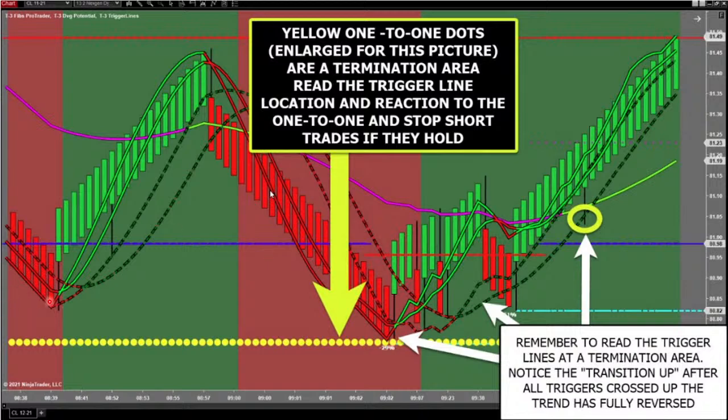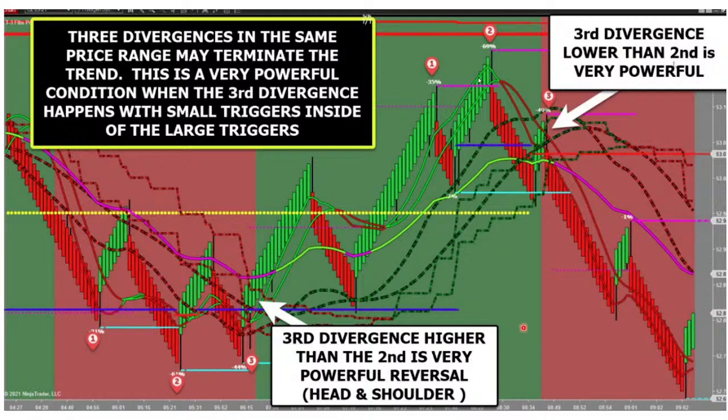Sometimes the market turns from nowhere. Guys, sometimes it has momentum and a clear path and it still turns from nowhere. I'm going to give you one more termination condition that uses that divergence. And what is divergence? It's a loss of momentum. For those of you that don't know, I was an English lit major. I firmly believe in the power of words. I really do. Whether you write them on the chart, whether you say them in your head, three divergences in the same price range may terminate the trend.